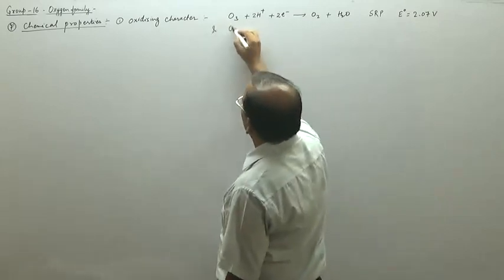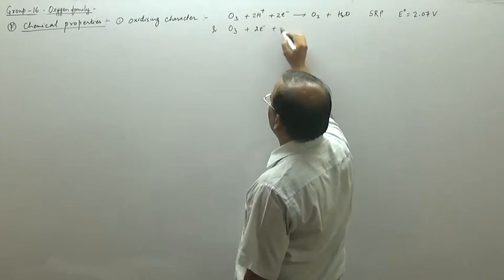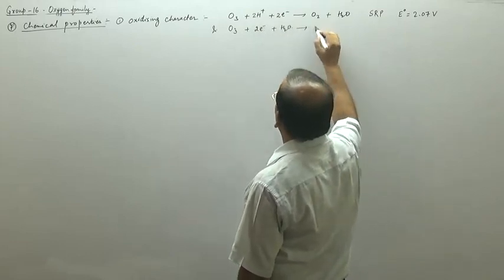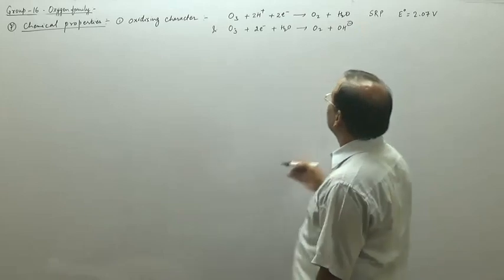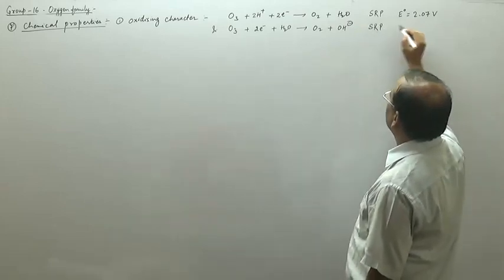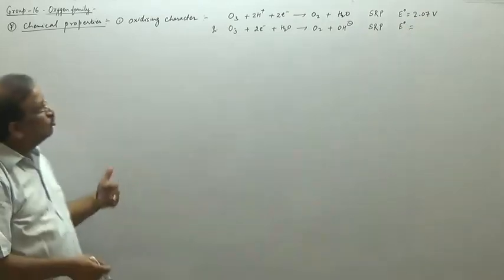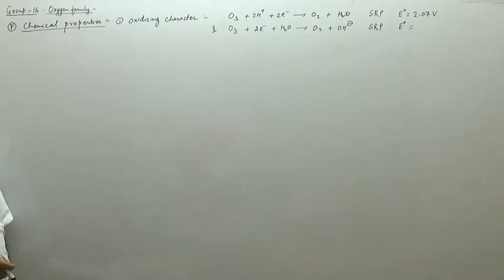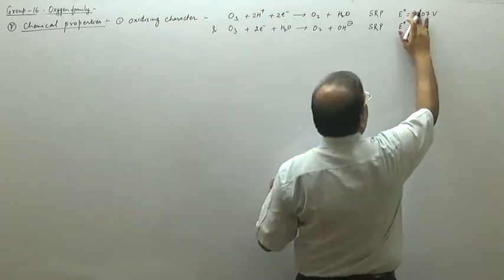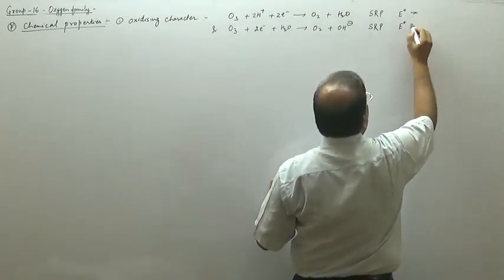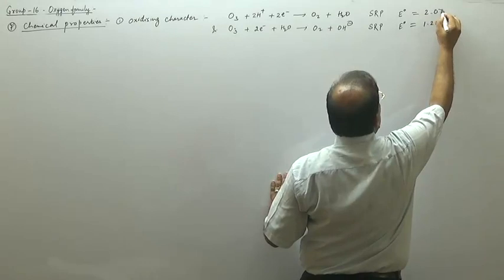And if I write ozone with 2 electrons and H2O, it is O2 plus OH negative ion. So I'm going to write that it is O2 plus OH negative ion. The E0 value, also called the SRP value of ozone, in this case, I'll write it is 1.24. In both cases I'm writing plus 1.24 volts and 2.07 volts.